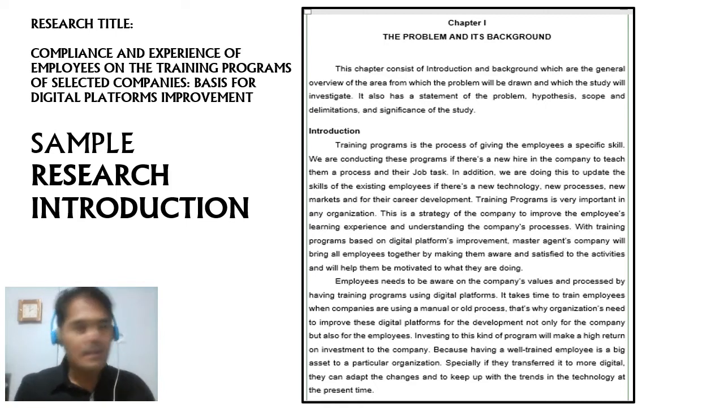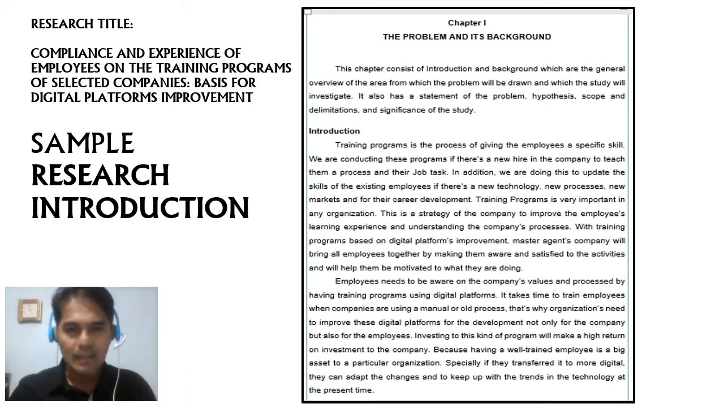So, per University of Caloocan City Grad School template kasi, nire-require kami ng aming dean, no, ng graduate school dean namin na kada chapter meron daw at least 1 to 2 sentences of a short introduction as to what that chapter is all about.